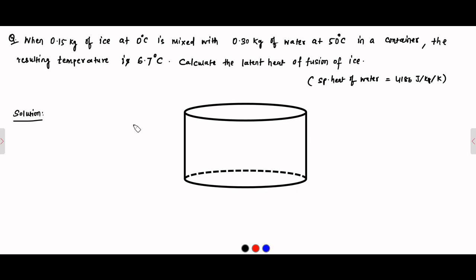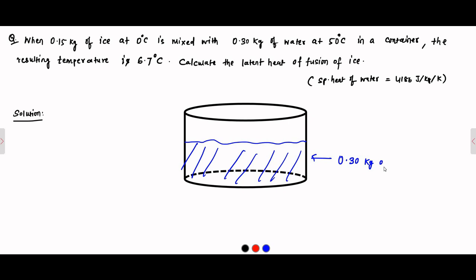Okay, so basically the condition is something like this. First, we have in a container 0.30 kg of water at 50 degrees Celsius. With this, we mix ice cubes, or whatever ice, at 0 degrees Celsius. So what will happen? Let's see what will happen.